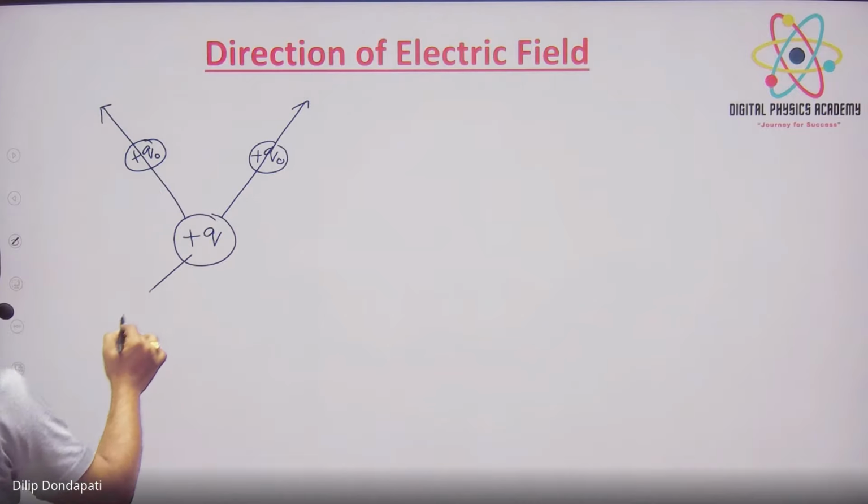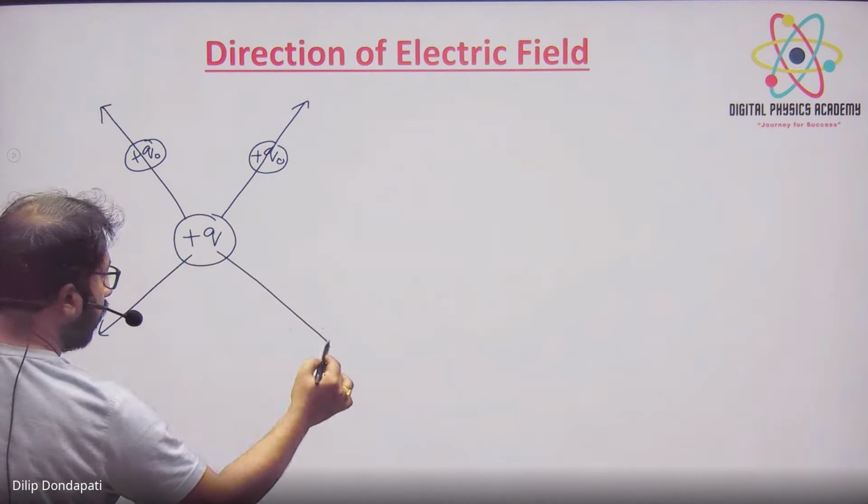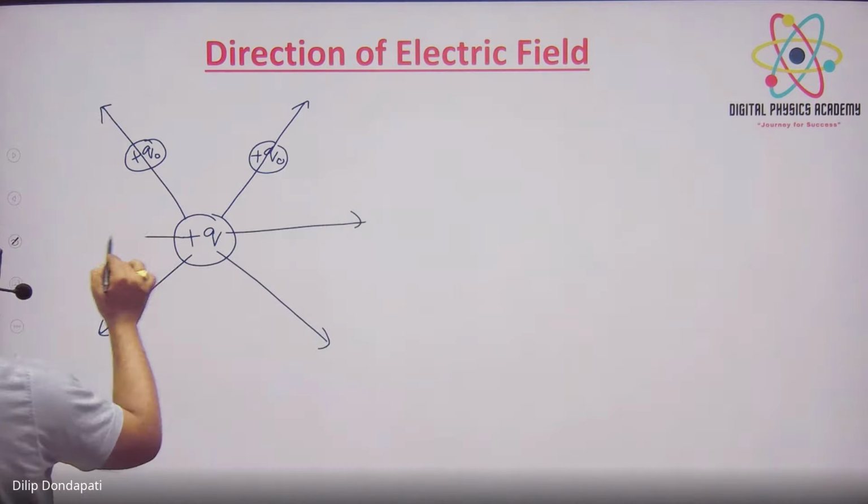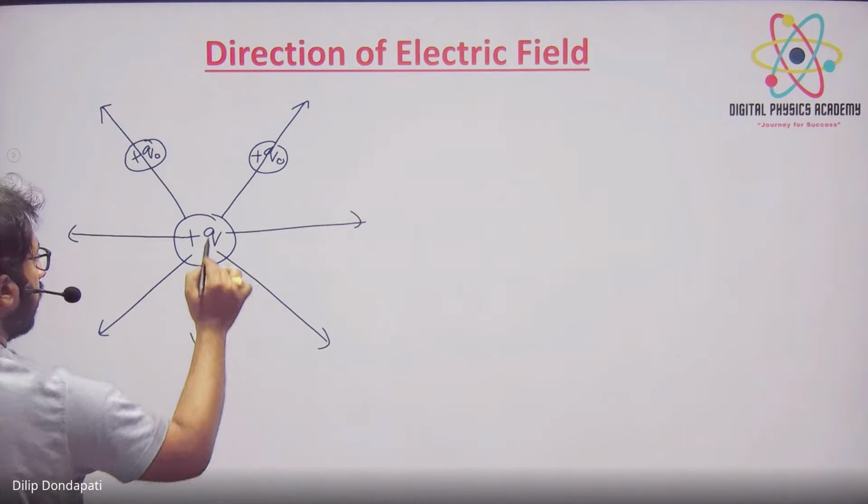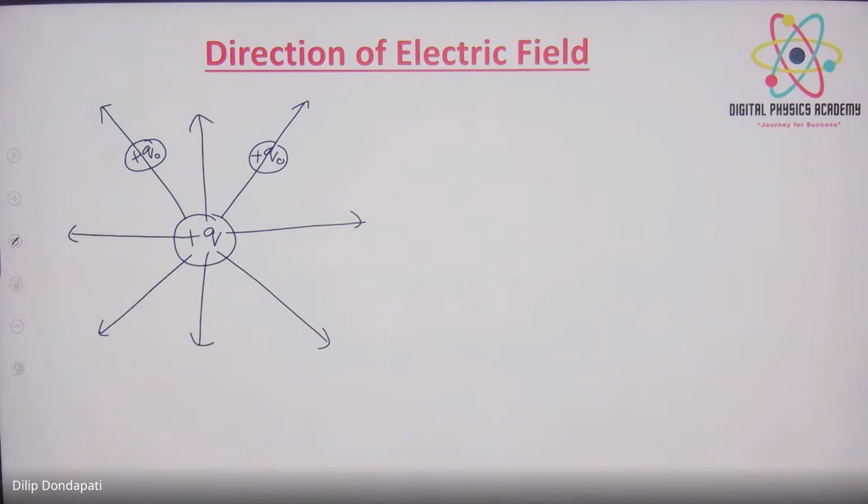So one thing you have to understand is, for a positive charge the electric field is always away from the charge, radially outwards. Say it and write it down: radially outwards. Okay, write radially outwards.